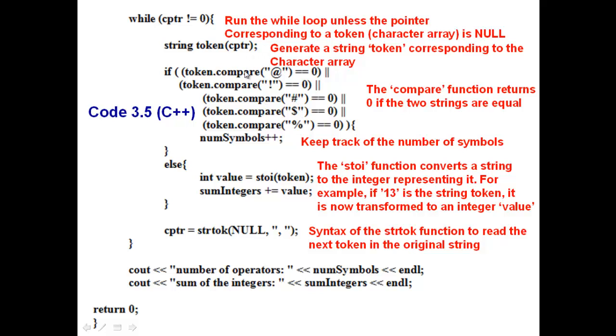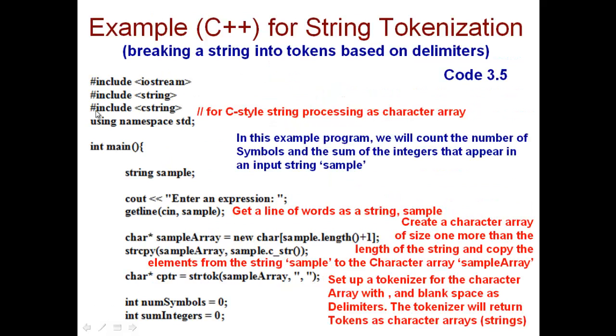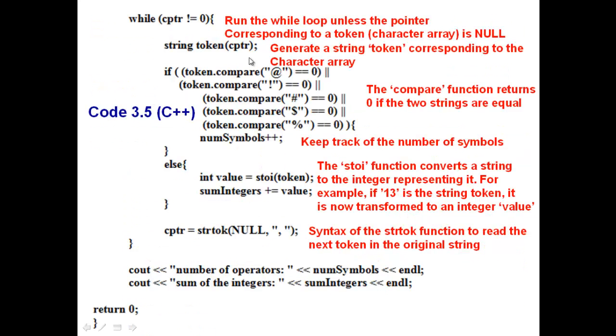Now this compare function is a built-in function in the string class. Once you include the string header file, all these functions can be used. The compare function returns a numerical value. If the two strings you are comparing, token is also a string, and what you pass as an argument is also a string, are the same content-wise, then it returns 0. If the two strings are not the same, it returns a value other than 0.